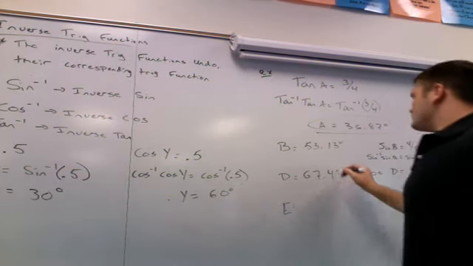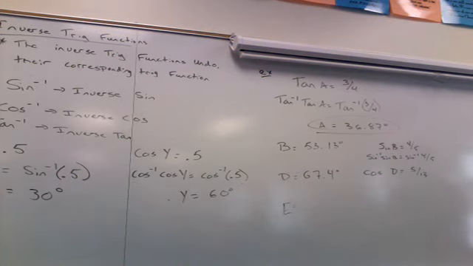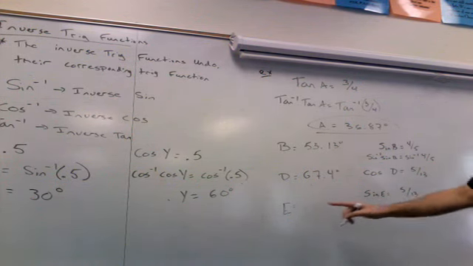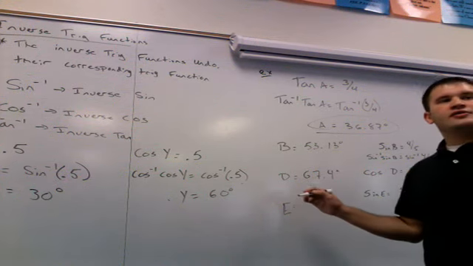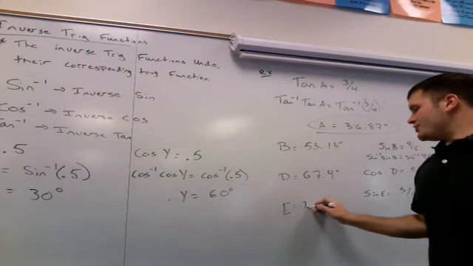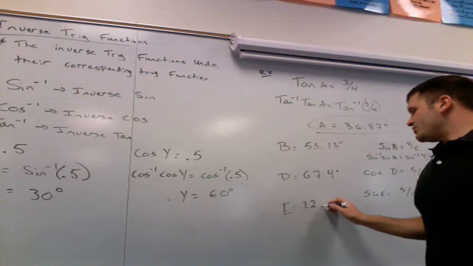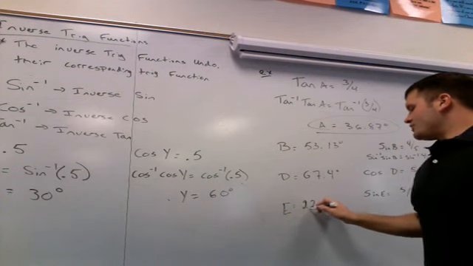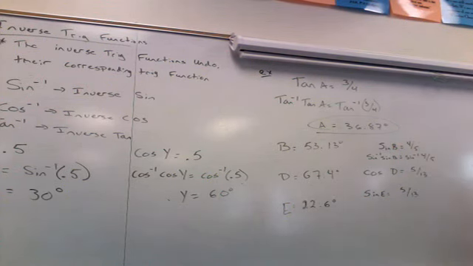67.4. Okay, 67.4, that's fine. And to find E, we had to use sine. Hold on a sec, please. So to find E, we do the inverse sine of 5/13. And what's the inverse sine of 5/13? 22.6. So what do 22.6 and 67.4 add to? 90, because D and E are complementary.